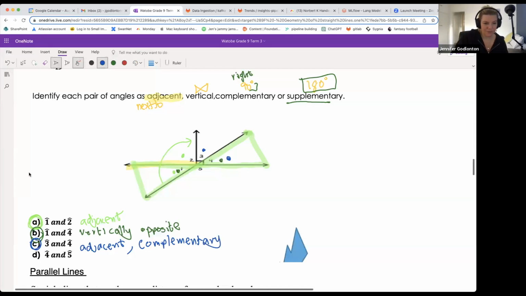Nice job. Okay, and last one we've got over here, we've got angles 4 and 5. So we've got this one and this one. What are they? Fancy, can you help me with this one? Hello, ma'am. Can you hear me? I can hear you beautifully. They are supplementary angles. Good.